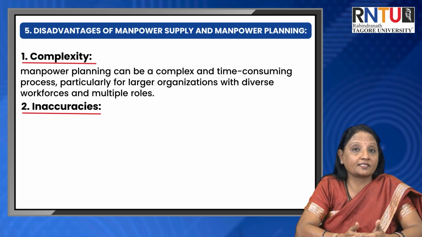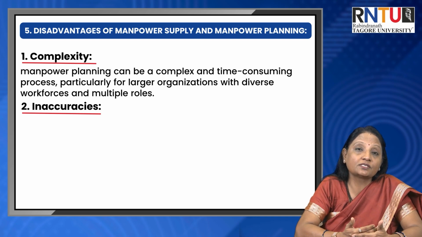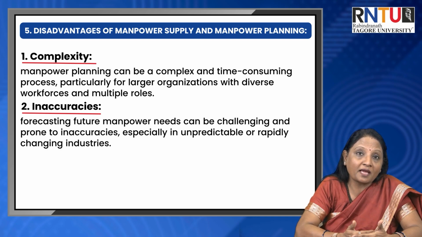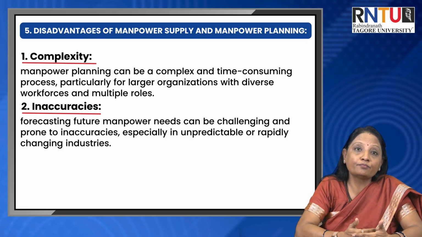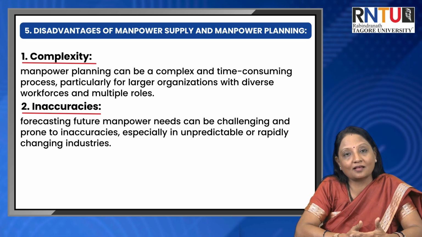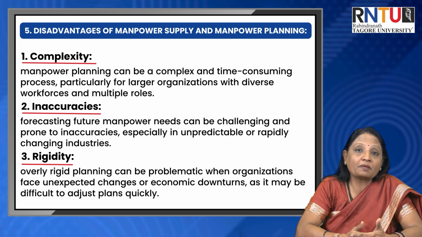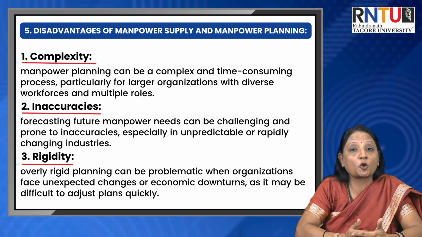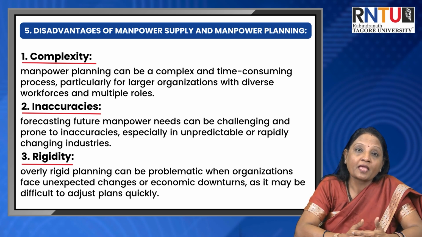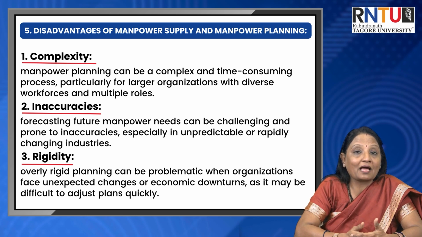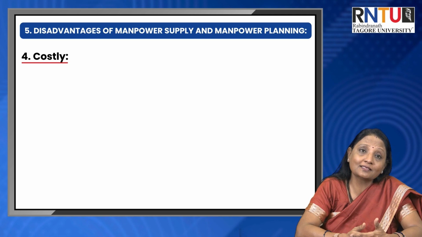The second is inaccuracy, because when humans are doing it, there are any number of possibilities for errors. Forecasting manpower needs can be challenging and prone to inaccuracies, especially in unpredictable or rapidly changing industries. The third one is rigidity. Rigid planning can be problematic when an organization faces unexpected change or economic downturns, as it may be difficult to adjust the plan quickly.